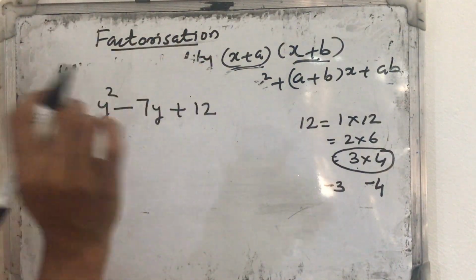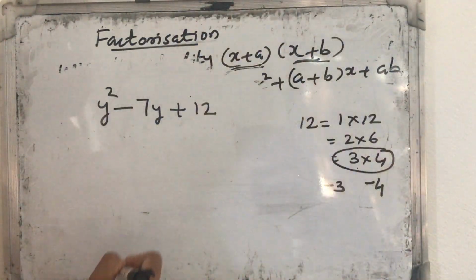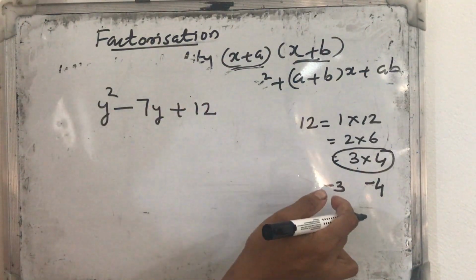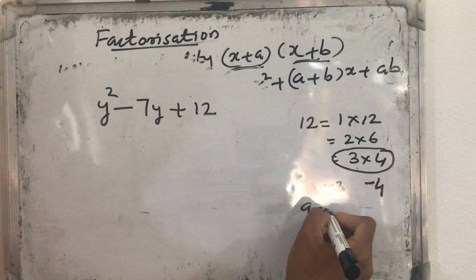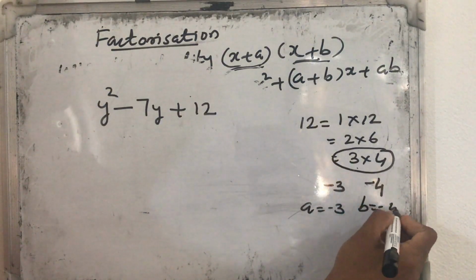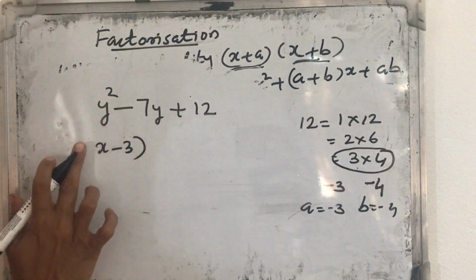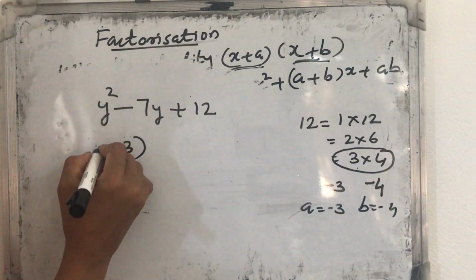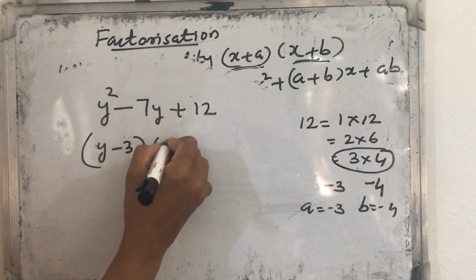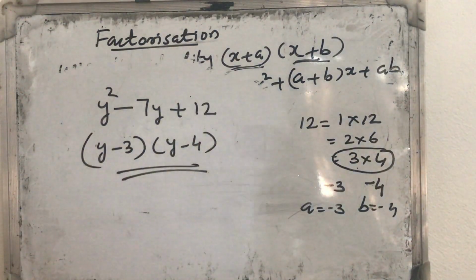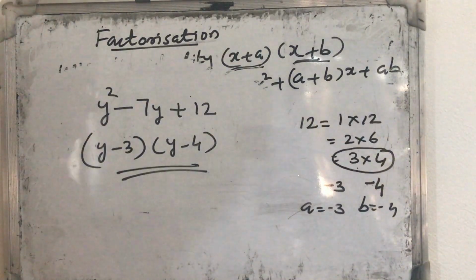Okay, this is okay. Now minus 3 plus minus 4 is minus 7. So here a is minus 3 and b is minus 4. So how can we write this? x minus 3 into, not x, here the variable used is y. y minus 3 into y minus 4. Very easy. Okay.